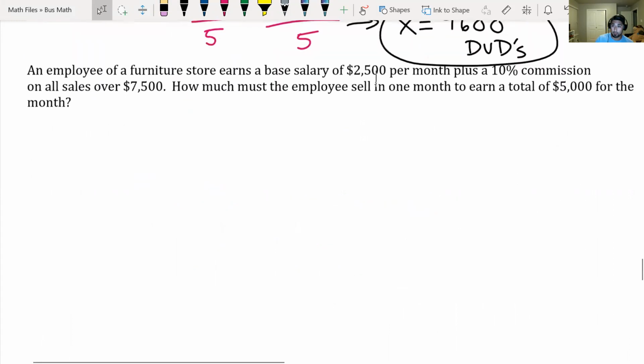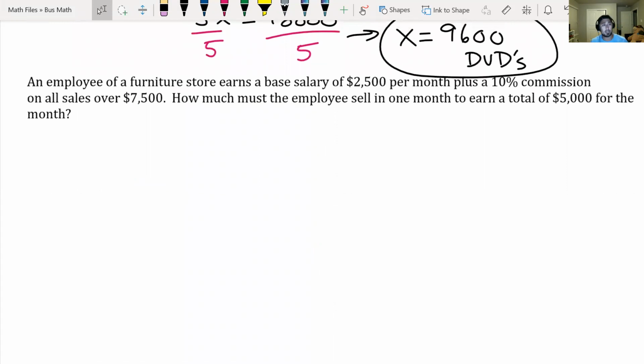So this next example is just like break even. It's set up in the same form, but it won't look like a break even problem. All right. So an employee of a furniture store earns a base salary of $2,500 per month plus a 10% commission on sales over $7,500. How much must the employee sell in 1 month to earn a total of $5,000 for the month?